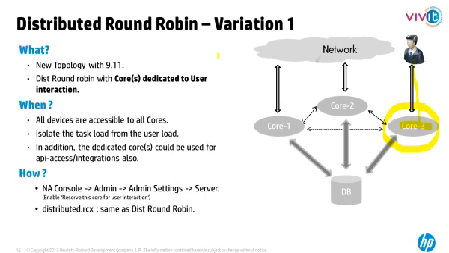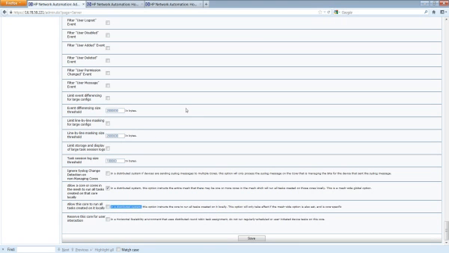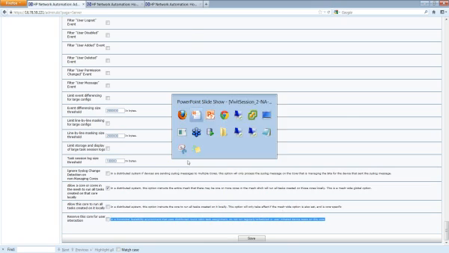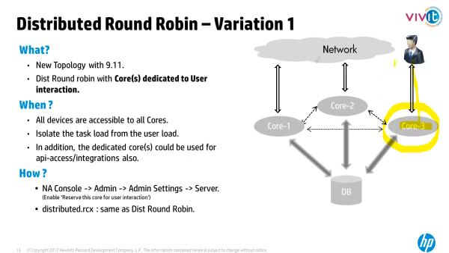And how do you do that? There is a UI option right below the one which we discussed. So reserve this core for user interaction. In a HS system, this is what is going. Just enable that. That reserves that particular core for user interaction in a Roundrobin. And other options in the distributed Roundrobin are the same as distributed Roundrobin.